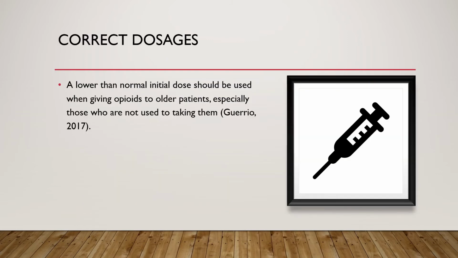Correct dosages. A lower than normal initial dose should be used when giving opioids to older patients, especially those who are not used to taking them.